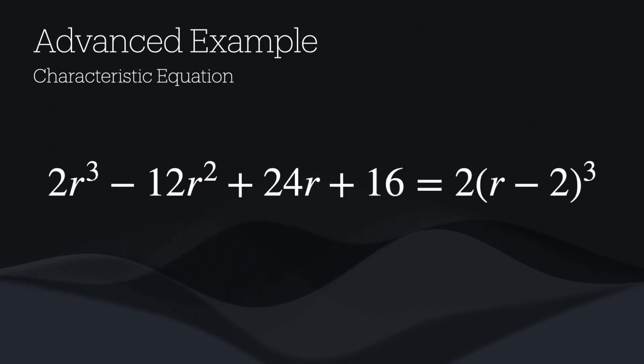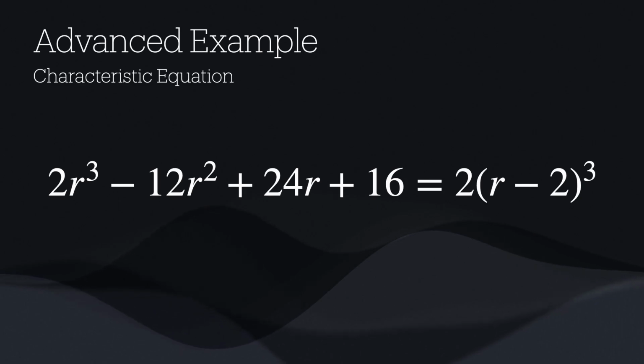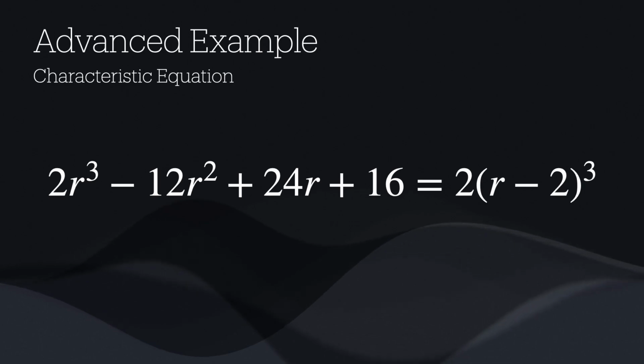Here we have the characteristic equation. 2r cubed minus 12r squared plus 24r plus 16, which factors into 2 times r minus 2 cubed. As we can see, 2 is a repeated root with multiplicity 3. In this case, we'll have an additional x squared ln x squared term.